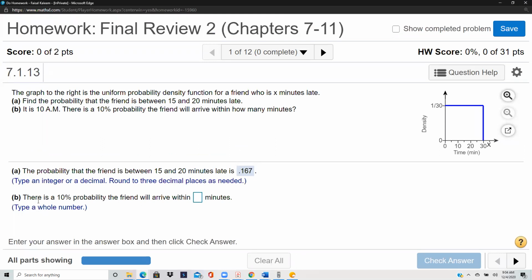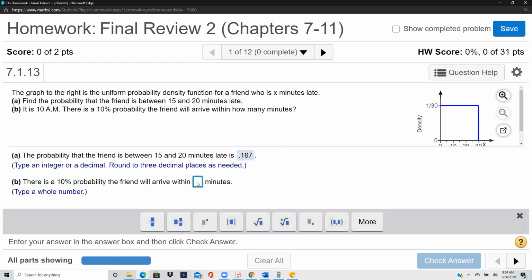Now, they ask, there's a 10% probability of the friend arriving within this many minutes. So that's the reverse question. So here, what was the total length of the interval? Overall length? 30. So you just multiply that 30 by 10%. Okay. What do we get? 3.